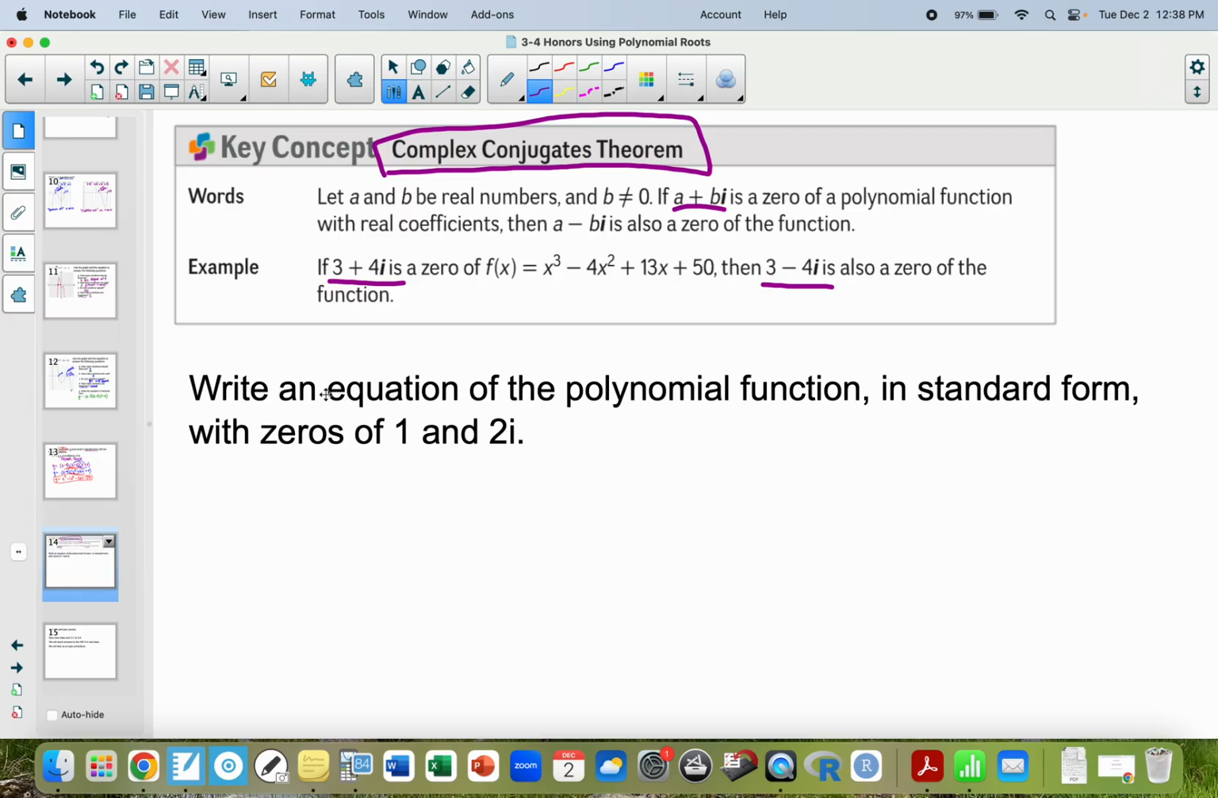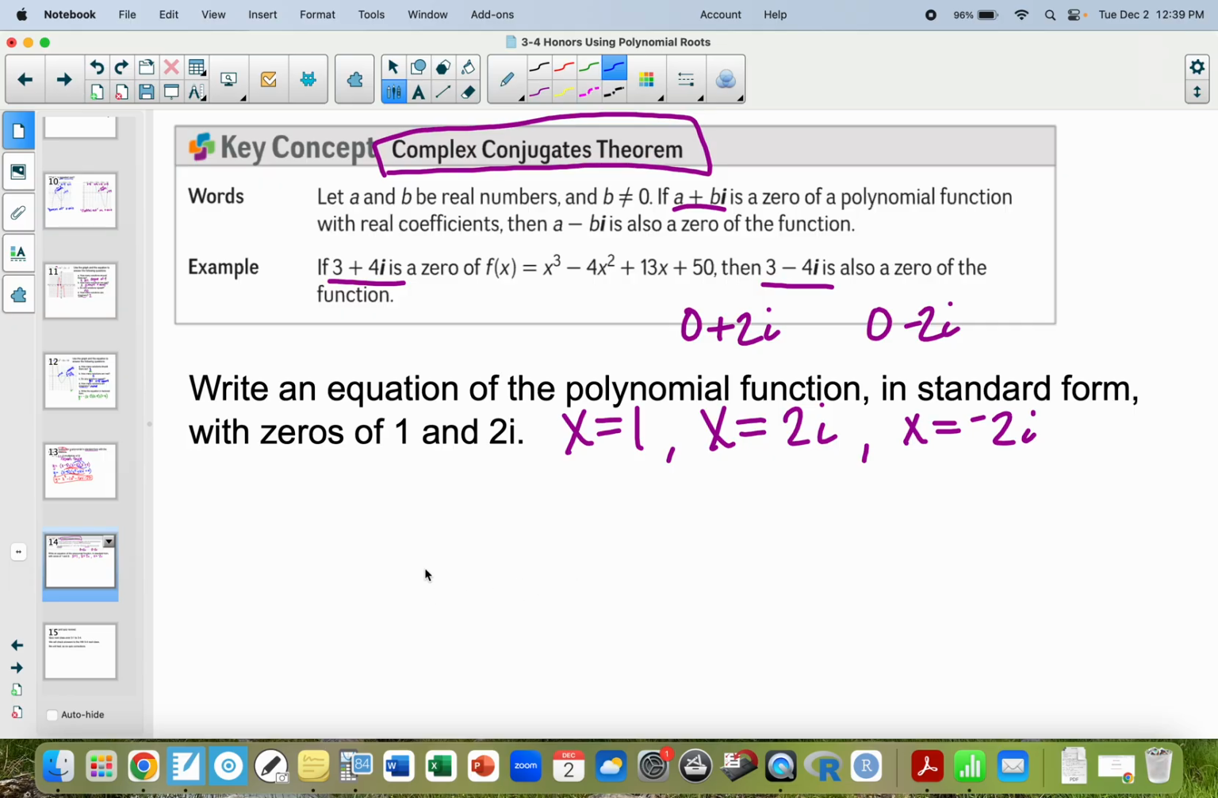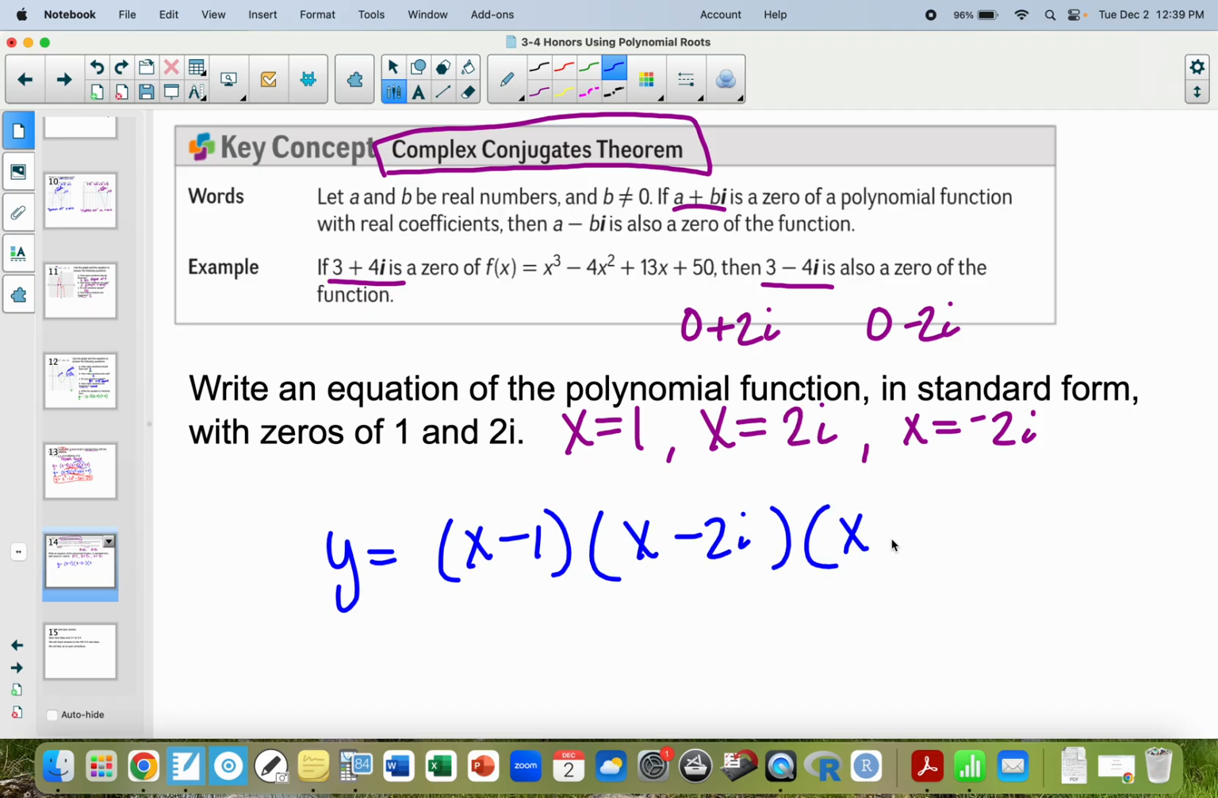Okay? So it tells us to write an equation of the polynomial function in standard form with zeros of 1 and 2i. So what this is saying is we have solutions at x equals 1. We have solutions at x equals 2i. But then we also have solutions at x equals negative 2i, okay, because of this theorem. If a plus bi, so in this case my a is 0, so if 0 plus 2i is a solution, then 0 minus 2i must also be a solution because of this theorem. Okay, so I'm going to write this in factored form. So I'd have x minus 1, and then I'd have x minus 2i and x plus 2i.